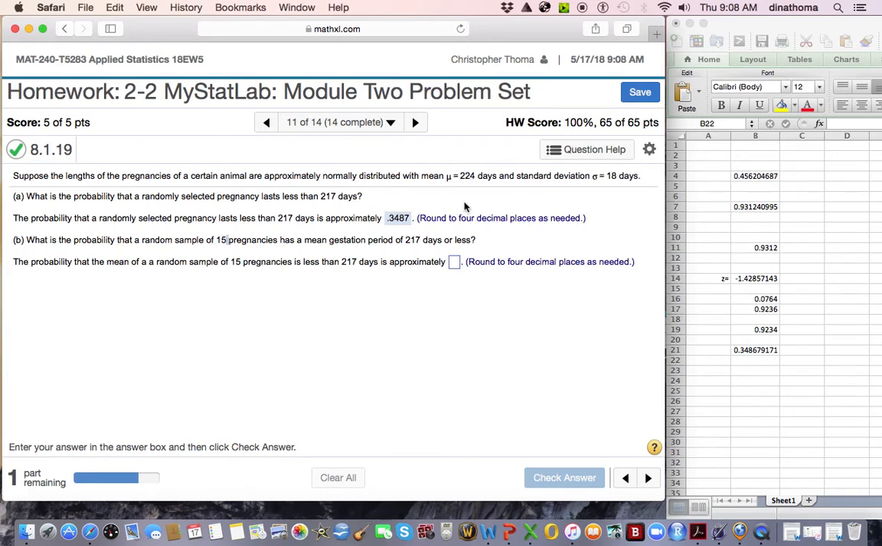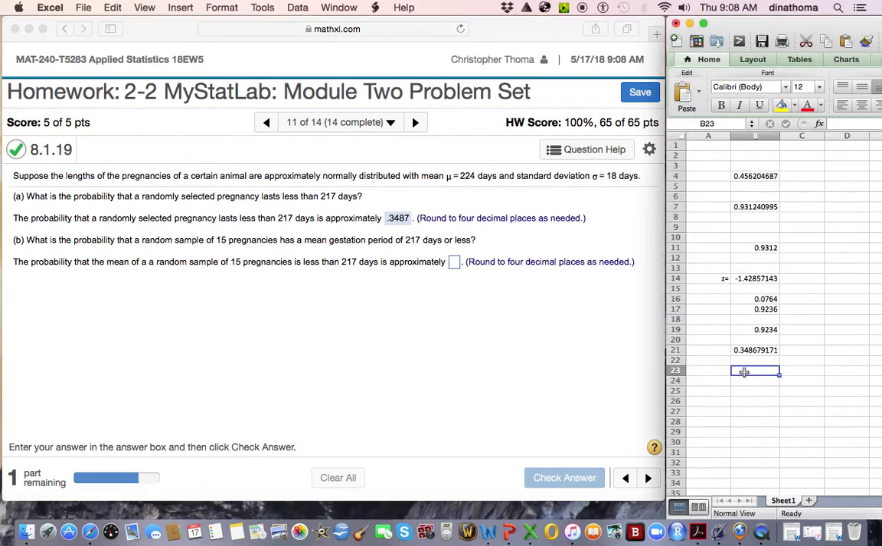Well, the central limit theorem says the mean of the population and the mean of the central limit theorem are the same. So that doesn't change. What does change is our standard deviation. Our standard deviation of our population is 18. The central limit theorem says you take the standard deviation and you divide it by the square root of how many counts you have. So our new standard deviation equals 18 divided by the square root of our sample size, 15. And there's our new standard deviation.